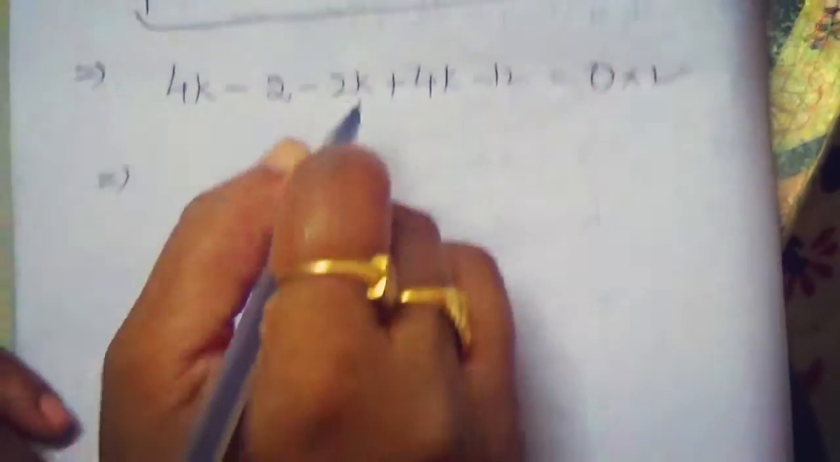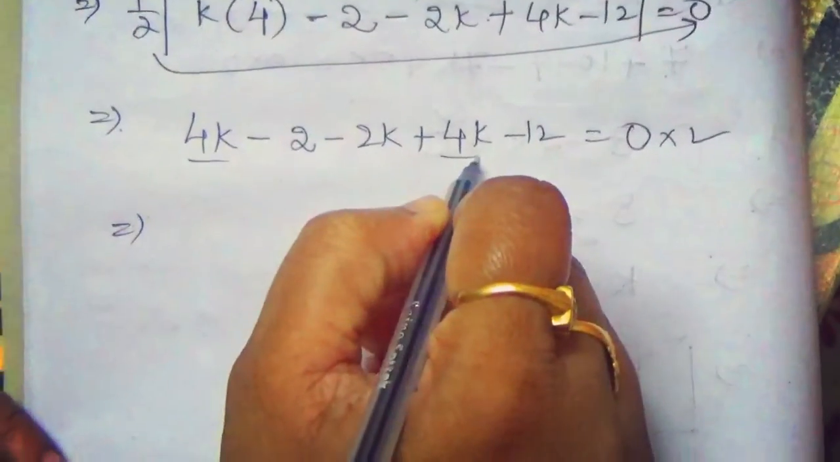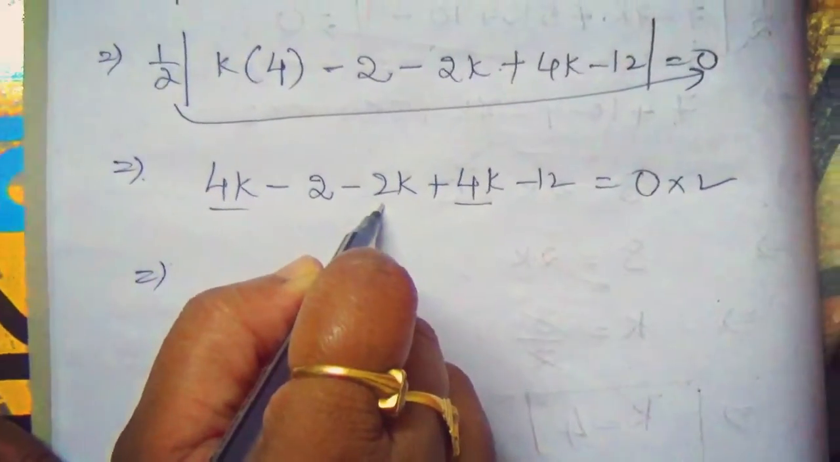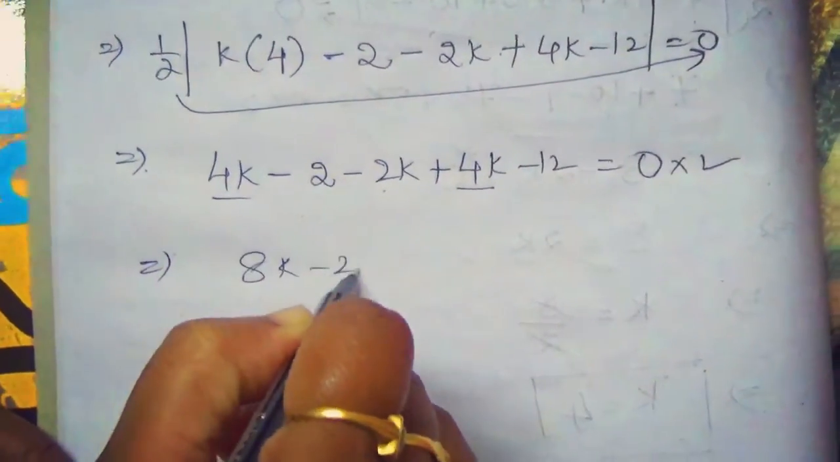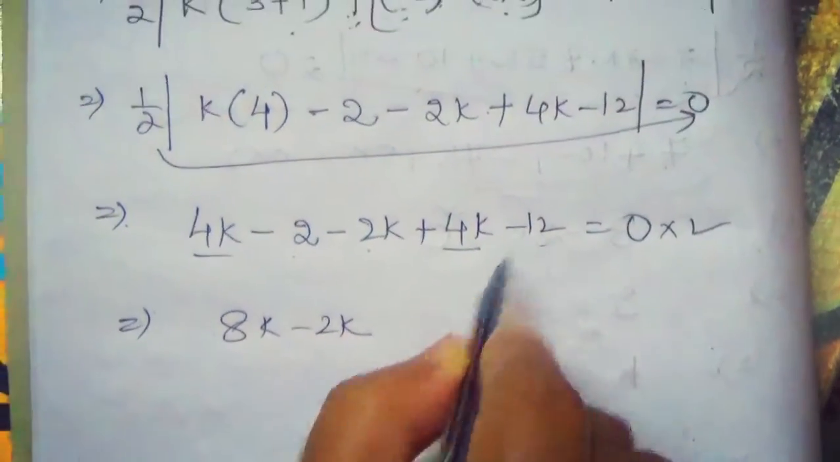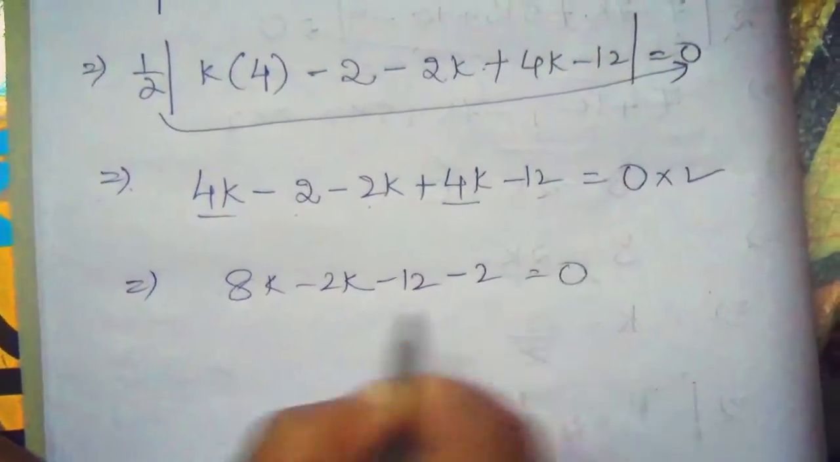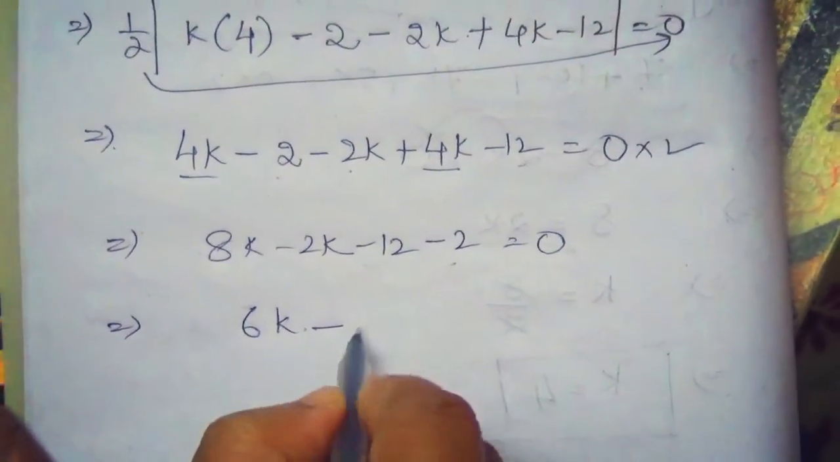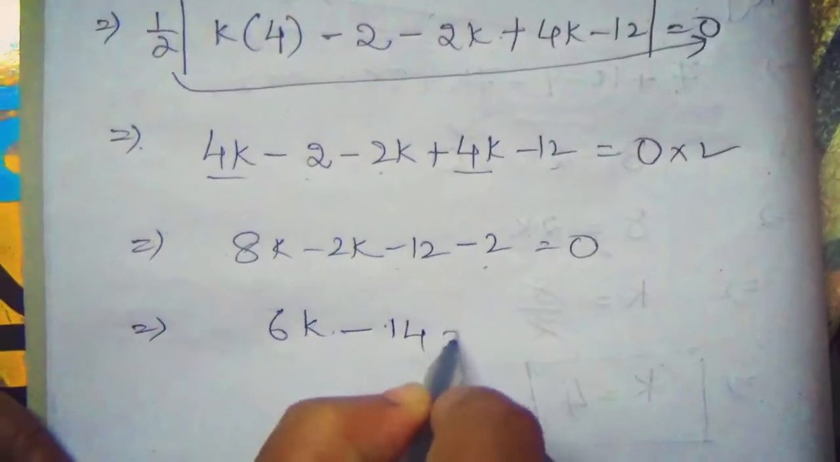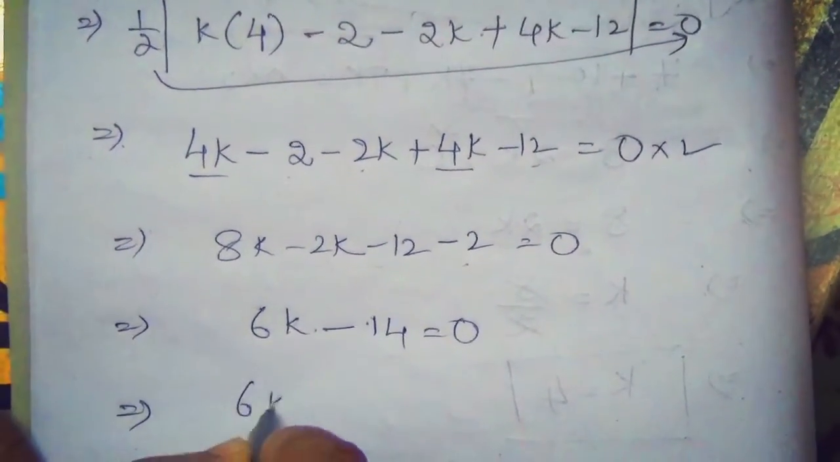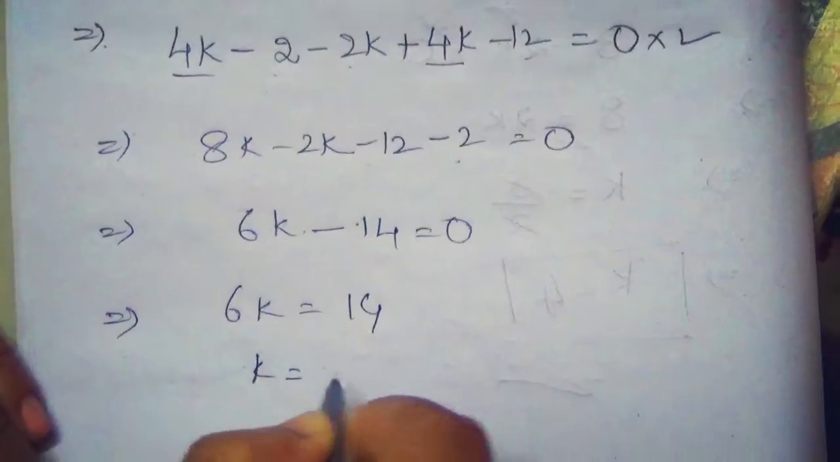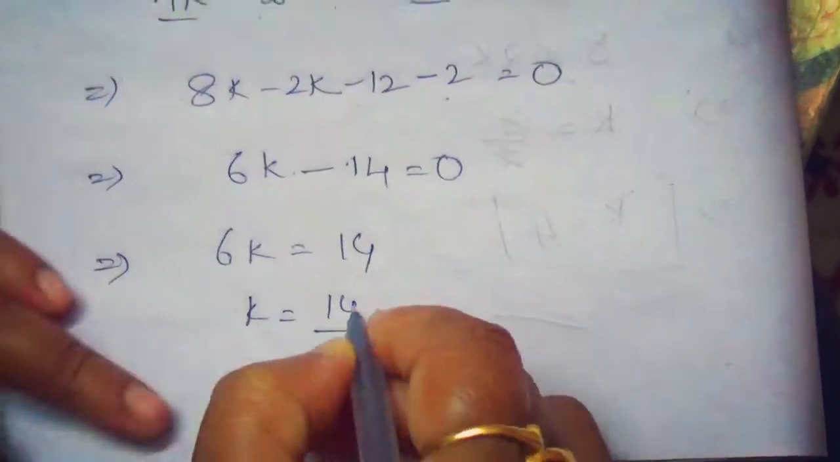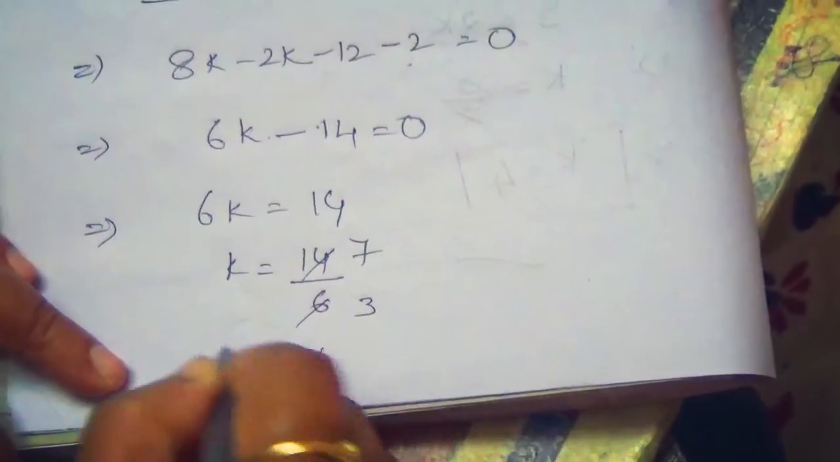0 into 2. So 4k plus 4k, 8k. 8k minus 2k. Here minus 12 minus 2 is equal to 0. That implies 6k minus 14 is equal to 0. That implies 6k is equal to 14. K is equal to 14 by 6. When you cancel this, 7 by 3. K is equal to 7 by 3. It is the final answer of this question. Okay.